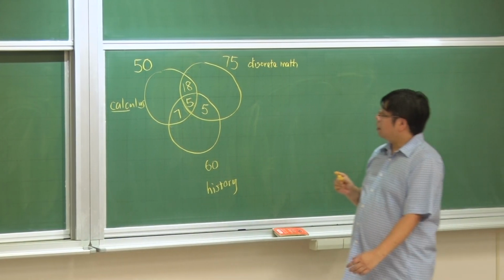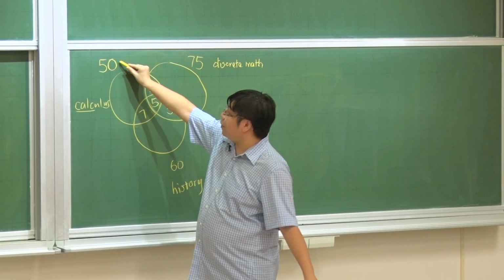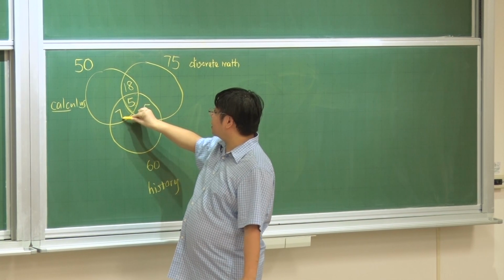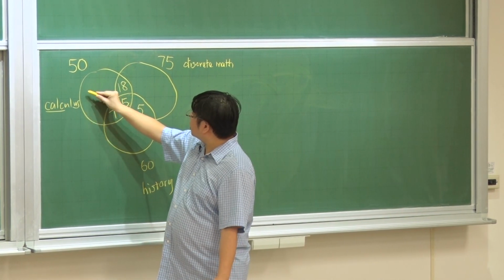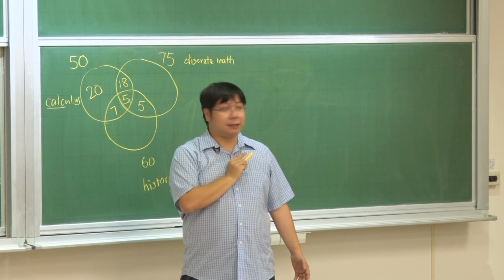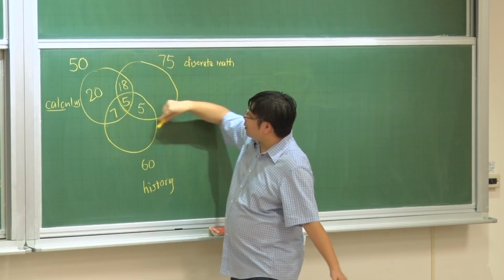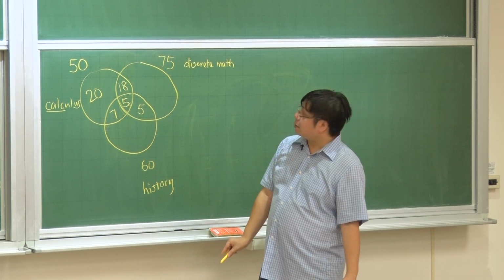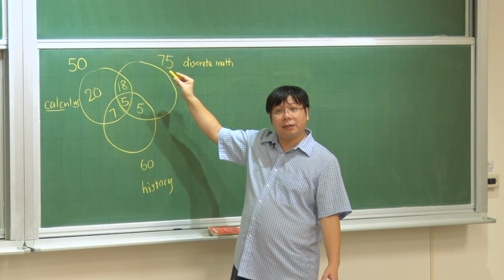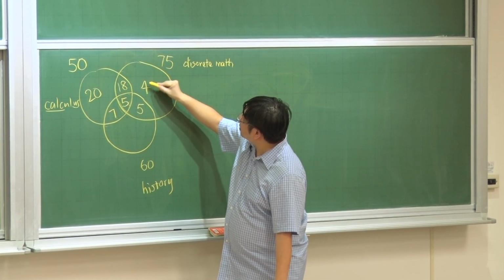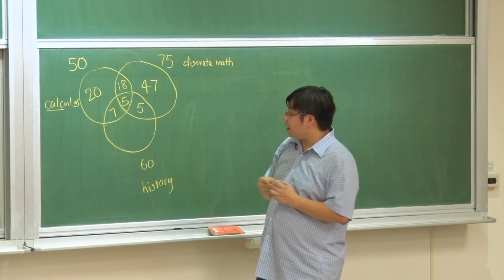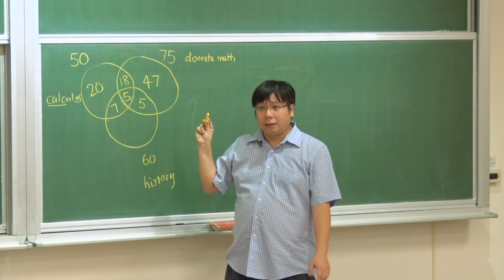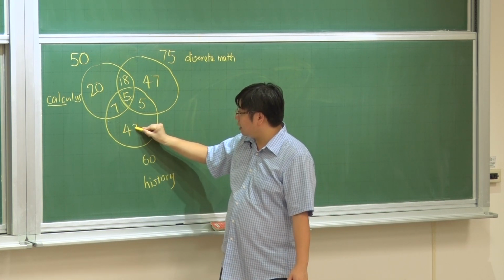And then what do we know? How many students study calculus? 50 of them. Among these 50 students, 18 is here, 5 is here, 7 is here, so I will get 20 here. Am I correct? And for this one, 75 altogether, and this is 28, so 75 minus 28 gives 47. Is that okay? And finally, there are 60 of them in history, but 17 of them are counted here already, so you get 43. Is that okay?